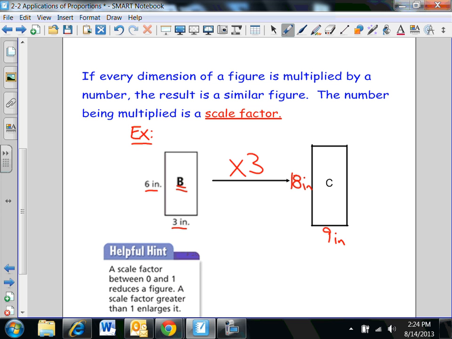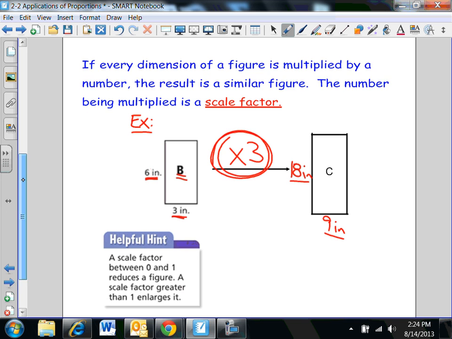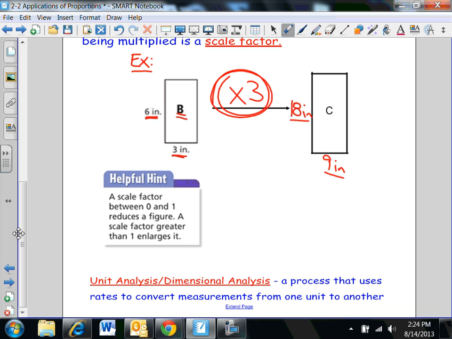So all we did was we created a corresponding or a similar figure. So this side corresponds to this side, and this side, 3 inches, corresponds to 9 inches. And all that we did was multiply by what we call a scale factor in the middle. A helpful hint on what a scale factor is is written here. If a scale factor is greater than 1, it's going to make the image bigger. If it's less than 1, it's going to make the image smaller.